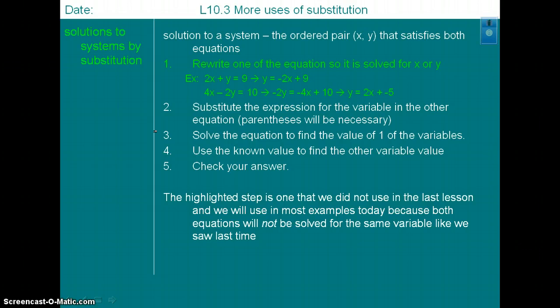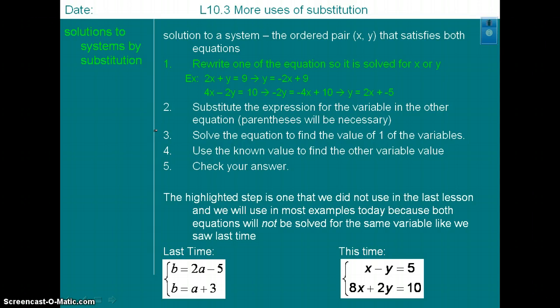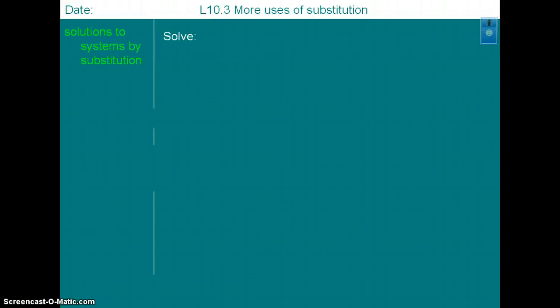You're going to see a few examples run through here, including that highlighted step that we didn't really use in the last lesson. Last time, both equations were in the format of y, or b equals in this case, so the substitution was pretty easy. Today you're going to see something like this where one or neither of the equations says y equals, where we'd have to solve the equation and then do a little bit of a more complex substitution. So again, instead of calling this more uses of substitution, we could easily call this advanced uses of substitution.